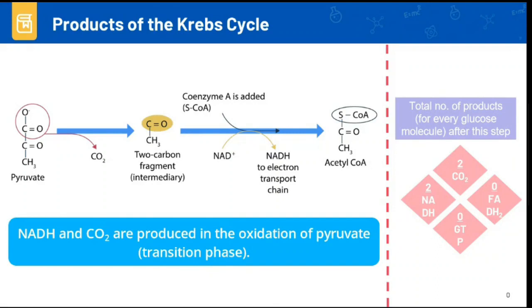So in this case, all products of the Krebs cycle will be doubled to account for every glucose molecule that undergoes glycolysis.